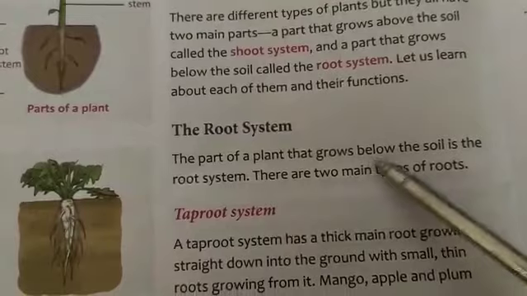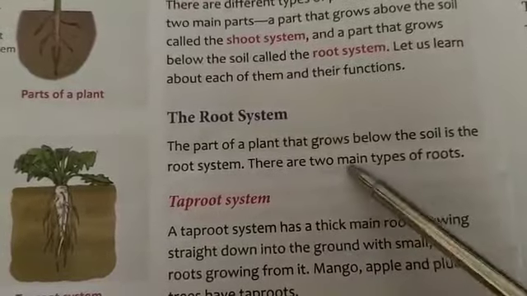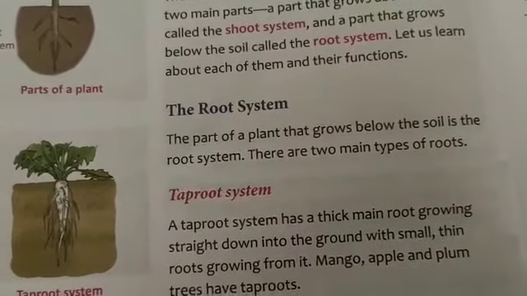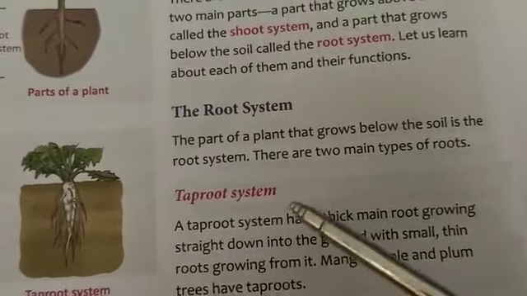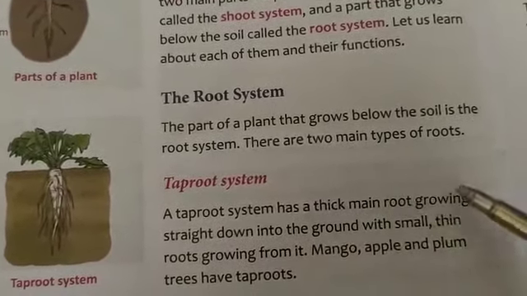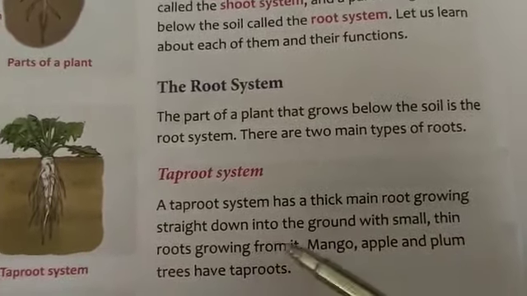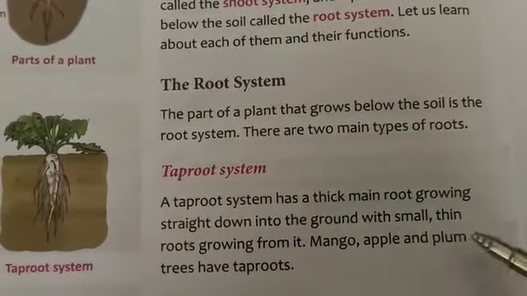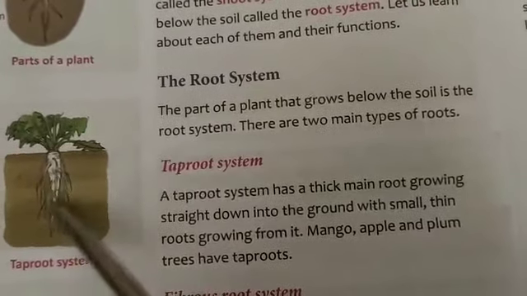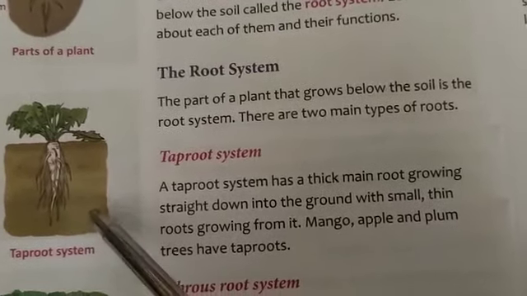Let us learn about the root system. The part of a plant that grows below the soil is the root system. Again, in the root system, there are 2 main types of roots. One is the taproot system, another is the fibrous root system. Let us learn about the taproot system. A taproot system has a thick main root growing straight down into the ground with small thin roots growing from it. Mango, apple and plum trees have taproots. See, it has a main root and small roots on the side of the main root growing from it. This is the taproot system.